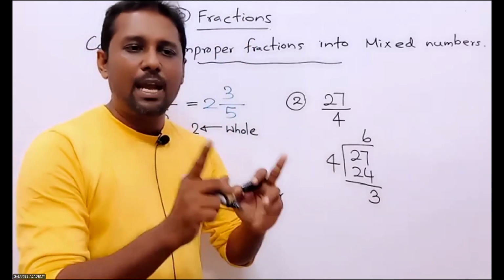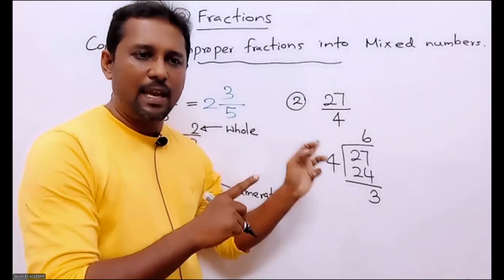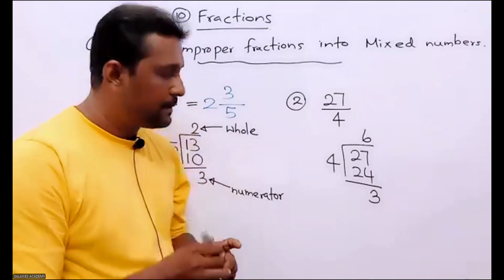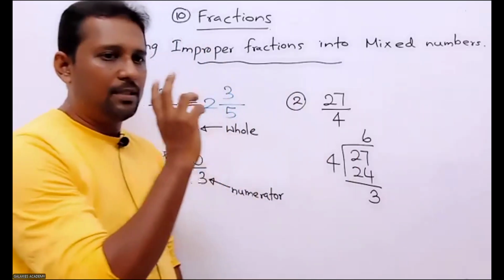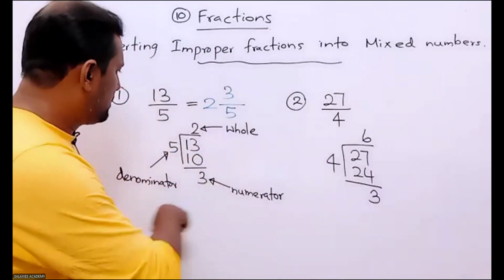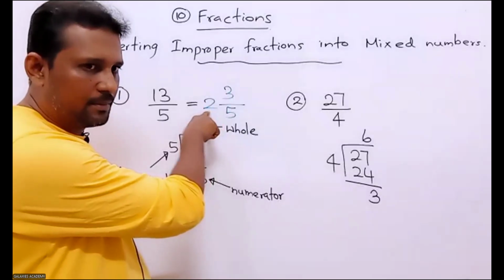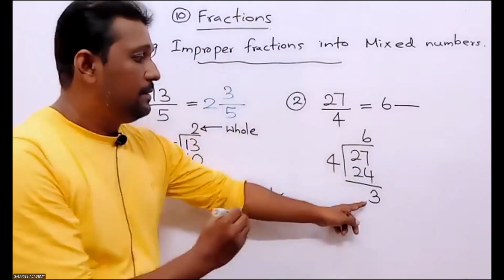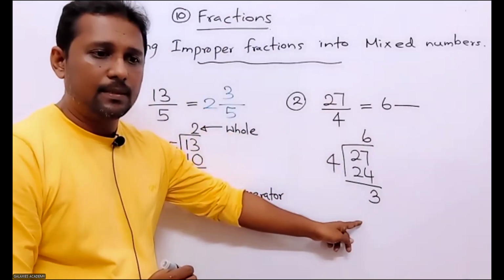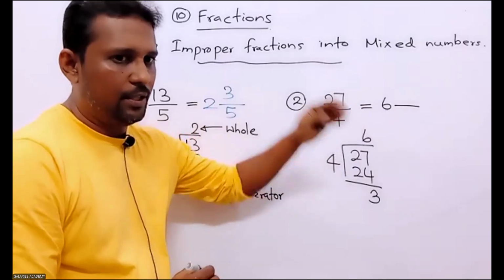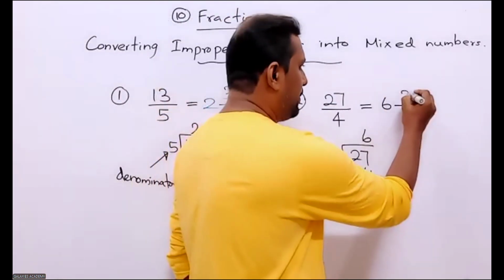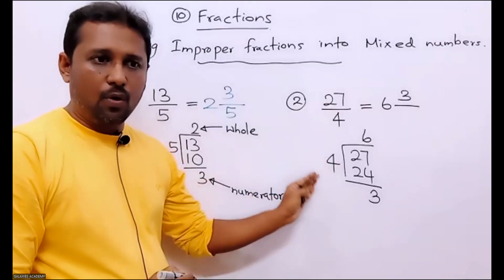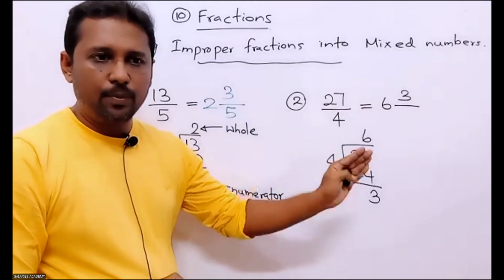Now you have to correctly write the positions of these values: denominator, numerator, whole number. Where do you write the answer? The whole number. So the whole number is 6. This remainder value is the numerator. 3 is the numerator. This divided value is 4. 4 is the denominator.